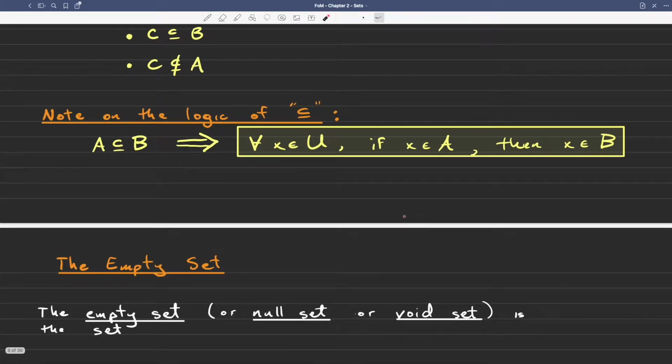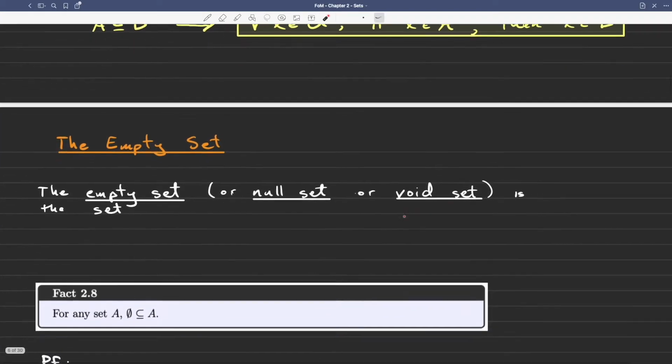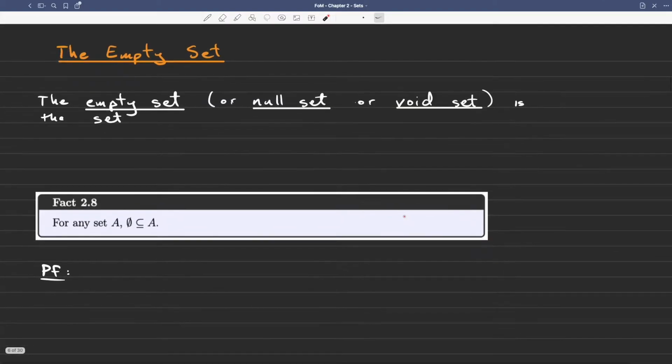Before that, I want to talk about another concept, the concept of the empty set. I don't want this to be a huge philosophical discussion, but the empty set is simply this set that we'll denote by a circle with a slash through it, and it's just a set that doesn't contain any elements. So it's sort of an empty set. We also call it the null set or the void set.